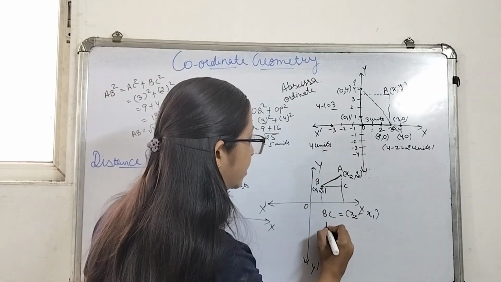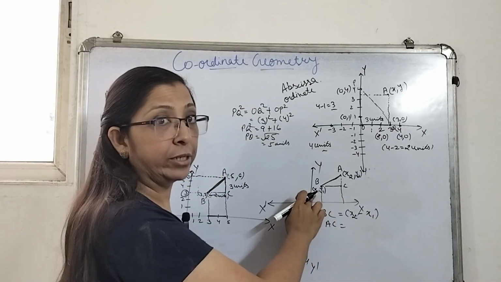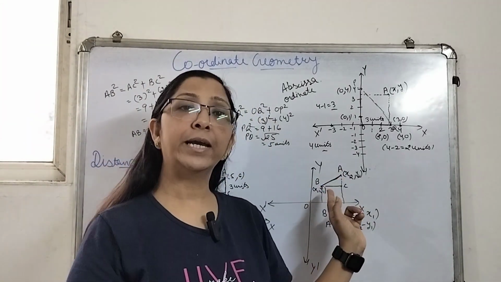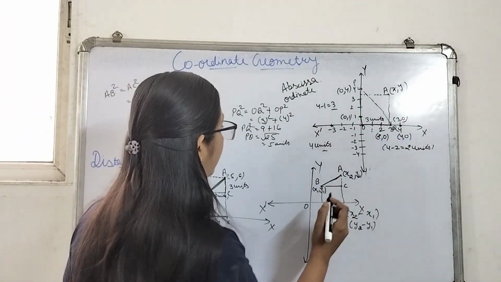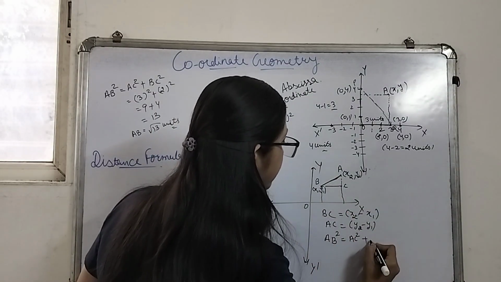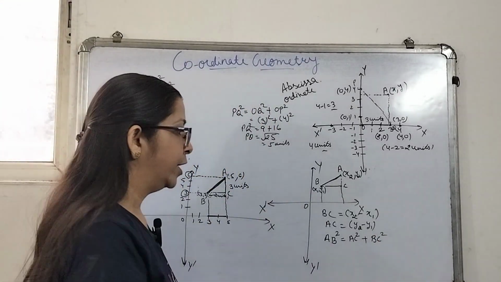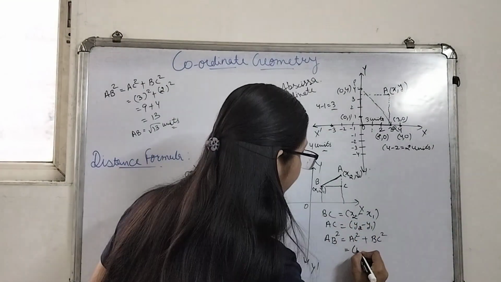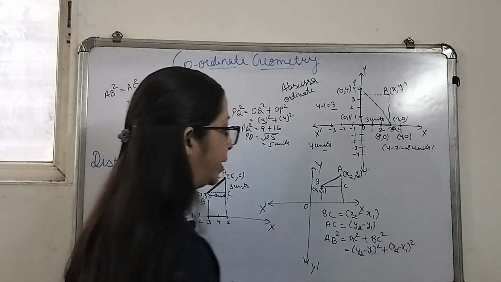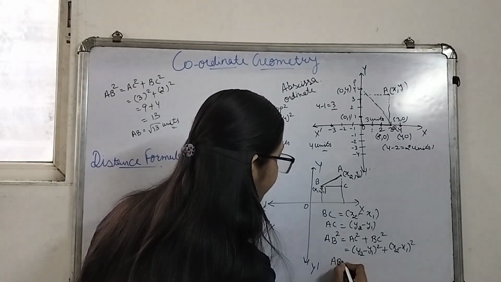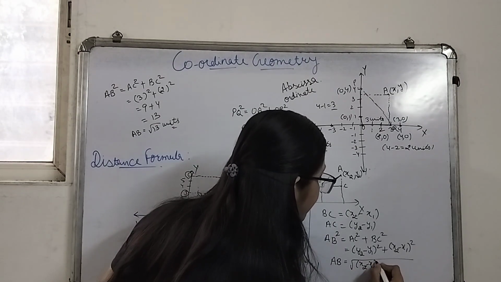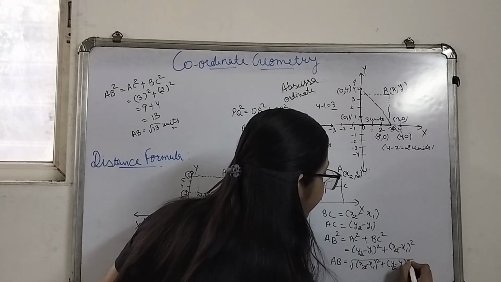Similarly, AC will be y2 minus y1. Now we have to find the value of AB, the length AB. By Pythagoras theorem we can say AB square will be AC square plus BC square. Now the value of AC we know is y2 minus y1 whole square, and BC is x2 minus x1 whole square. That simply means the length of AB will be root of x2 minus x1 whole square plus y2 minus y1 whole square.